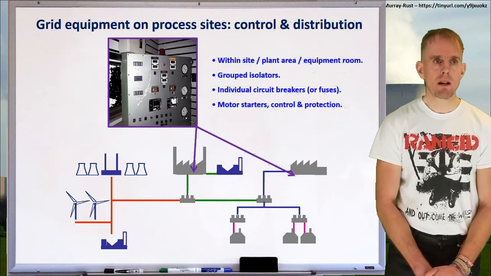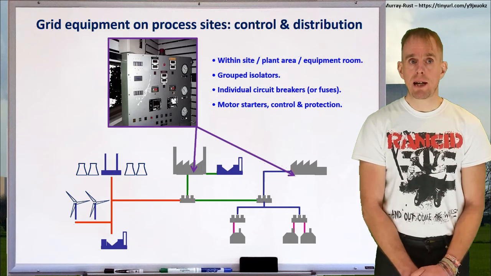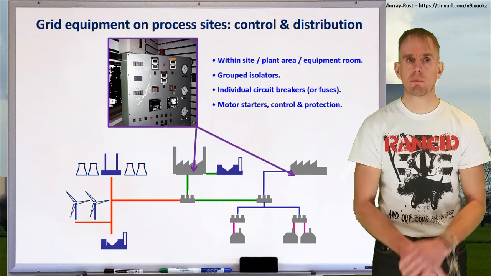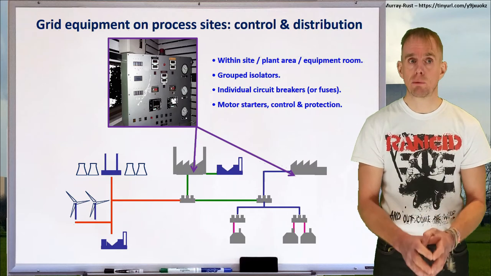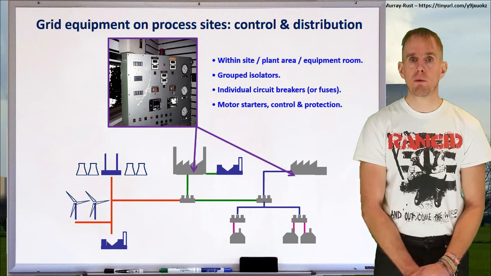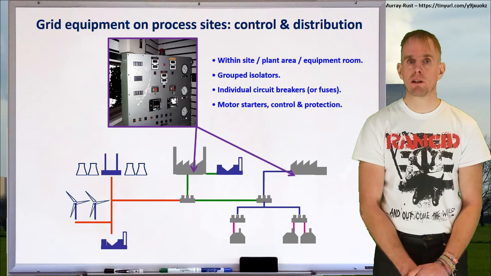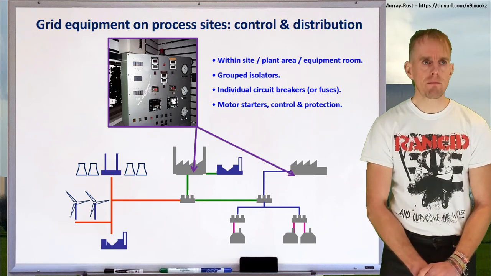Cables will distribute power to distribution boards, and distribution boards will be grouped together for specific items of equipment within certain plant areas, and you'll find distribution boards in dedicated equipment rooms. So here is where you have your individual circuit breakers or fuses for individual items of machinery. This is also where you'll get things like motor starters and motor controllers, especially the variable frequency drives.